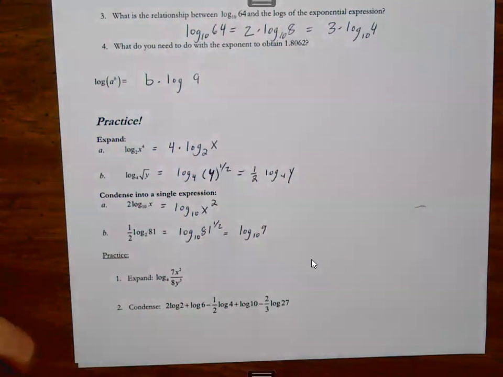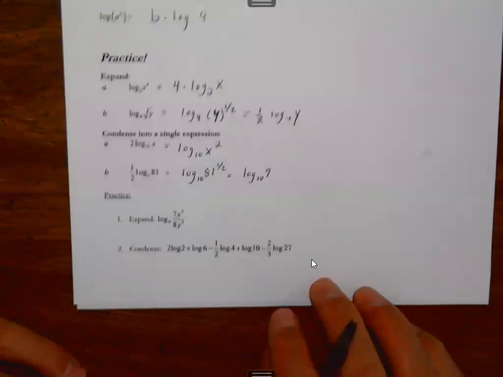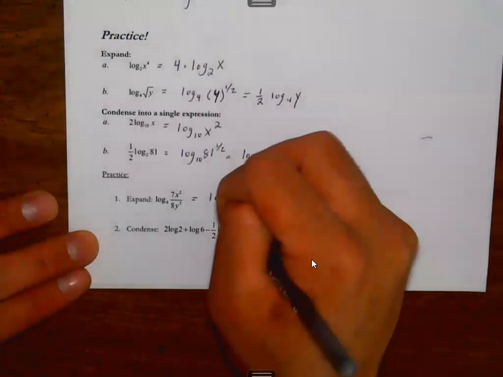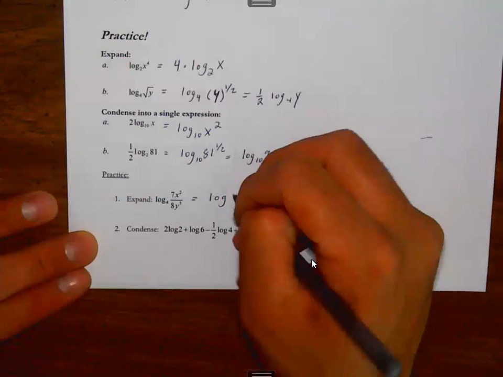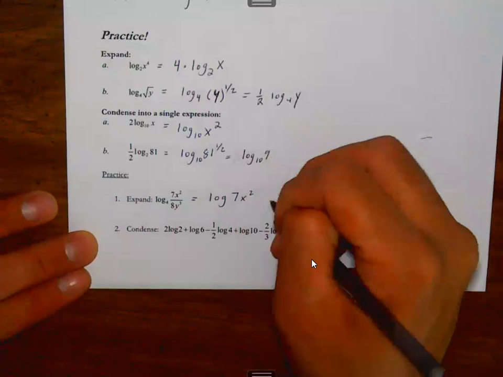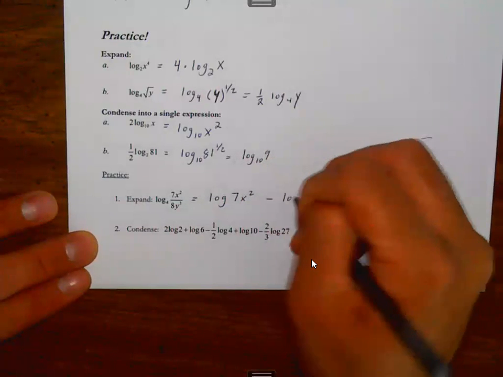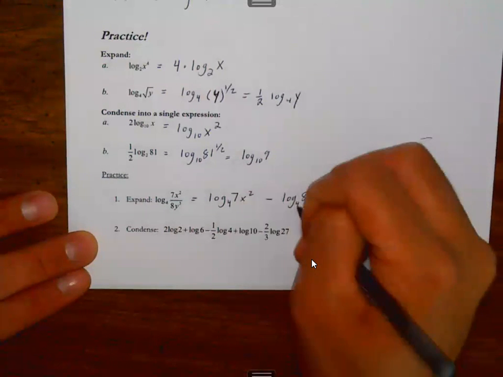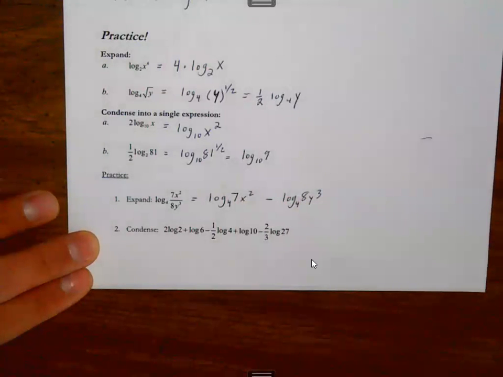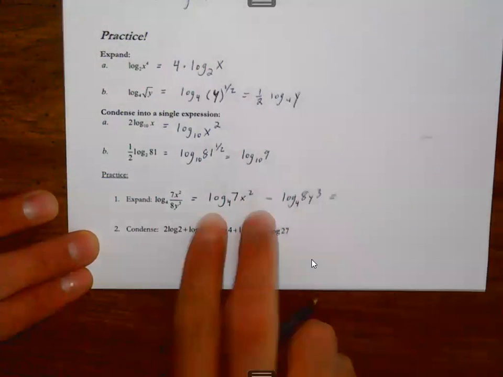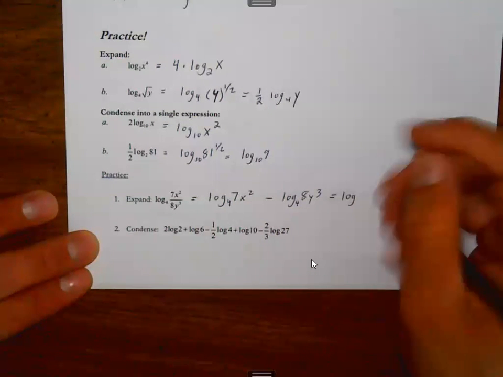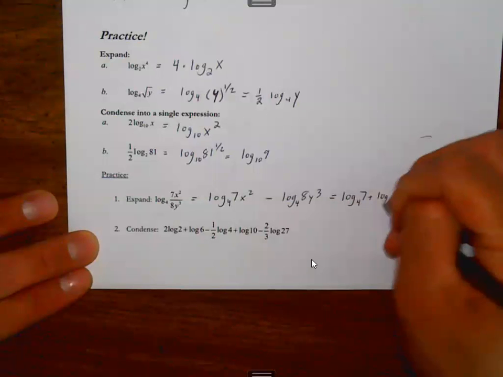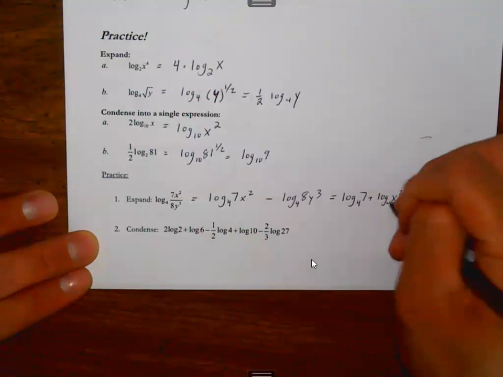All right, and these last two are just putting it all together. So with this last one, you could first expand it using subtraction. So it's like the log of 7x squared minus the log of 8y cubed, both base 4. And then you can expand this part by using addition. So like the log of 7 base 4 plus the log of x squared base 4.